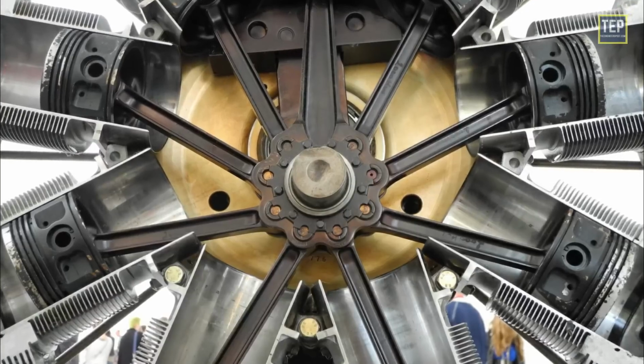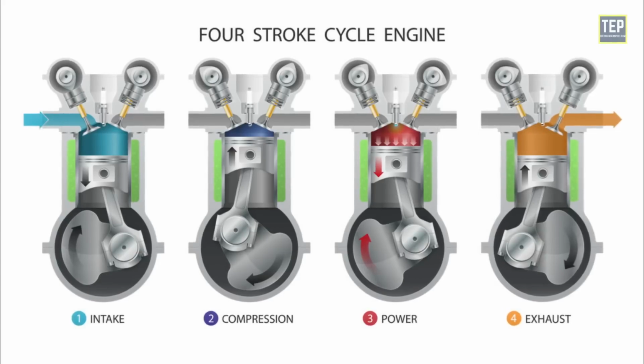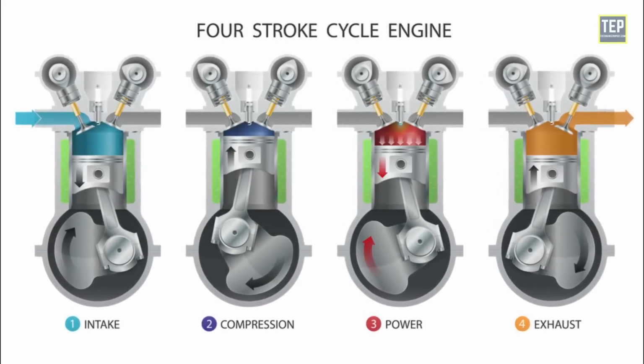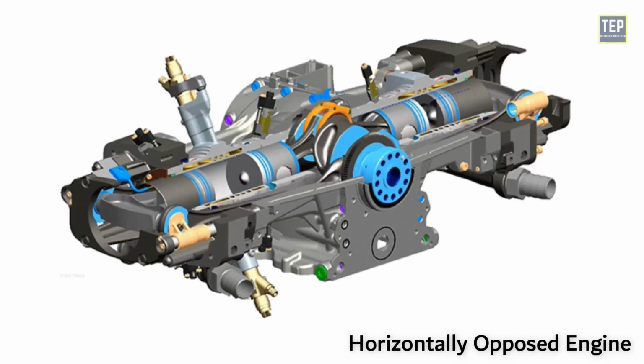A radial engine works like any other 4-stroke internal combustion engine. Each cylinder has an intake, compression, power, and exhaust stroke. They differ from inline and horizontally opposed engines in their firing order and the way they connect to the crankshaft.